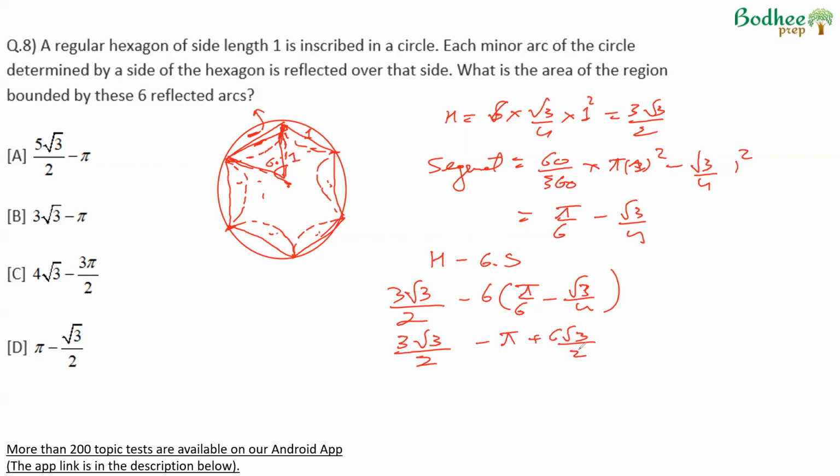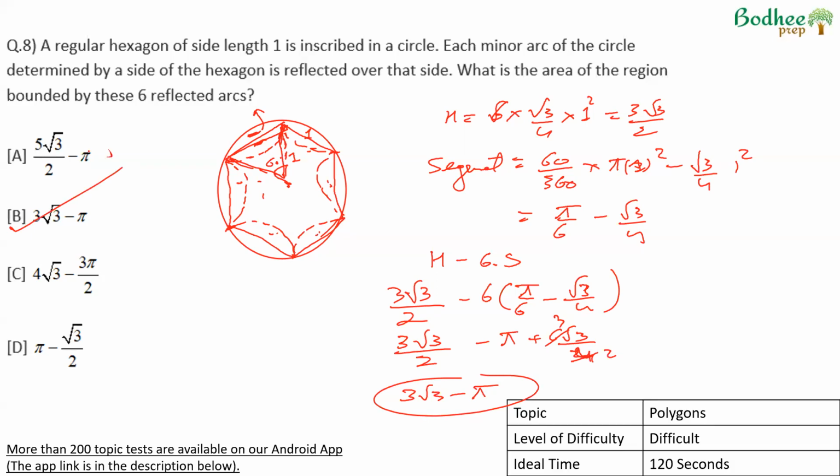This will be 6 root 3 by 4, which is 3 root 3 by 2. So 3 root 3 by 2 plus 3 root 3 by 2 will be 3 root 3 minus pi. Option B becomes my answer. Again, because of the calculation, I'm saying it may be a difficult level of question. Will take about 2.5 minutes to solve.